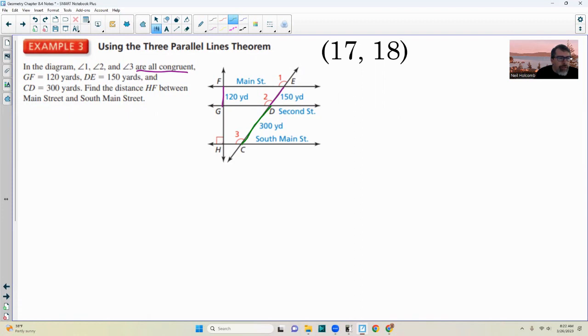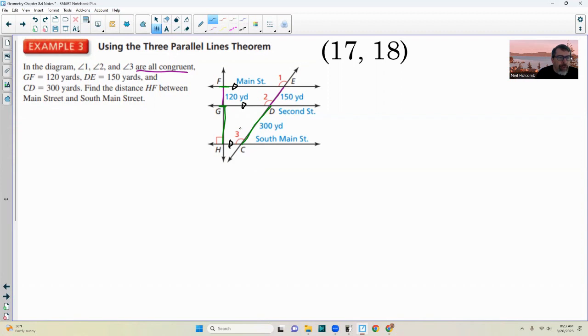Find the distance HF between Main Street and South Main. So we want to find this plus this whole thing. So be careful how things are worded, but we have to set it up the same way we just had the theorem set up. So since angle 1 is congruent to angle 2 is congruent to angle 3, those are corresponding angles on a straight line. That forces Main Street to be parallel to 2nd Street, to be parallel to South Main Street. Okay, those three lines or streets are parallel.